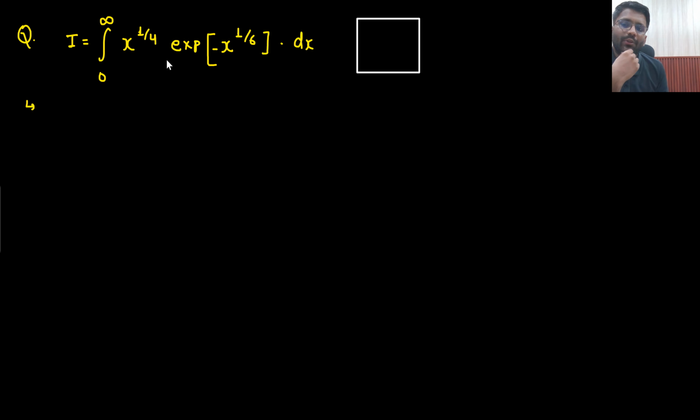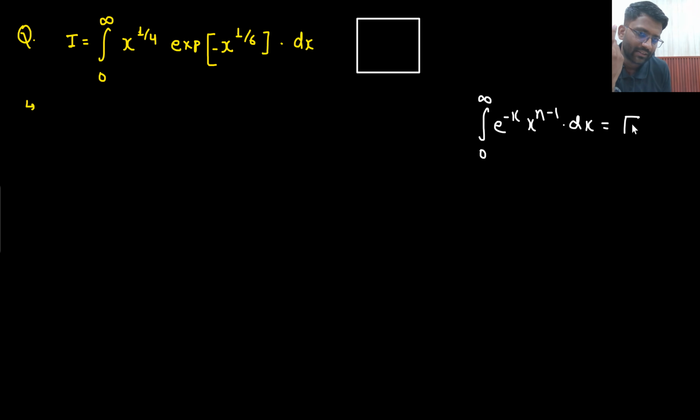So here, integral 0 to infinity of x to the power 1 by 4 times e to the power minus x to the power 1 by 6. Again we could see that this formula will be used: 0 to infinity e to the power minus x, x to the power n minus 1 dot dx. Again and again you should keep on writing this, so that it would be stuck in your mind, right? So this will be used here. Here I can directly see that x to the power 1 by 6 is creating the problem.